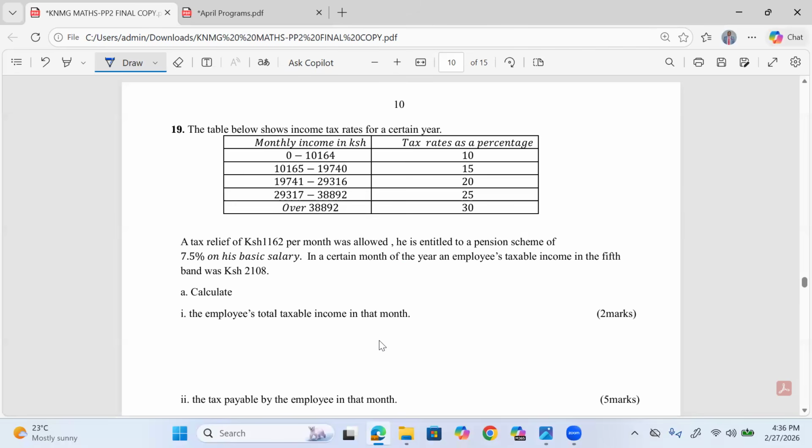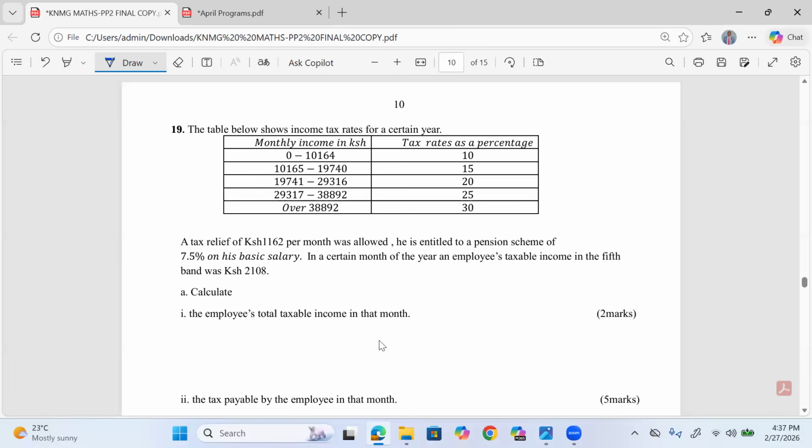Yeah, this is on commercial arithmetic. Number 19. The question says that the table below shows the income tax rates for a certain year, and you can see the monthly income in Kenya shillings, and also the tax rates as percentages. Now, a tax relief of 1162 Kenya shillings per month was allowed. He's also entitled to a pension scheme of 7.5% on his basic salary.